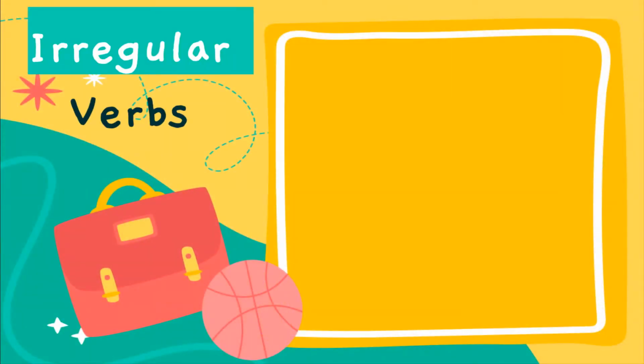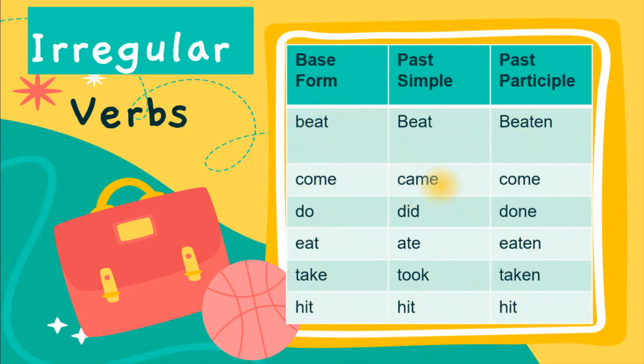Remember that most verbs have past and past participle forms made by adding ed. But many of the most frequent verbs are irregular, so they must be studied very well.